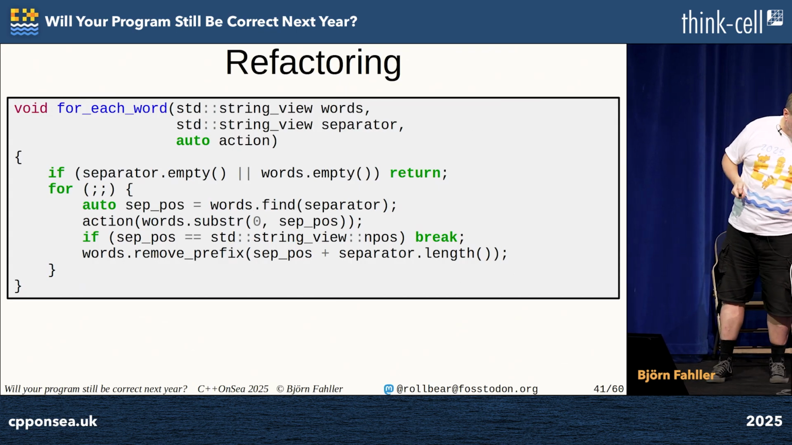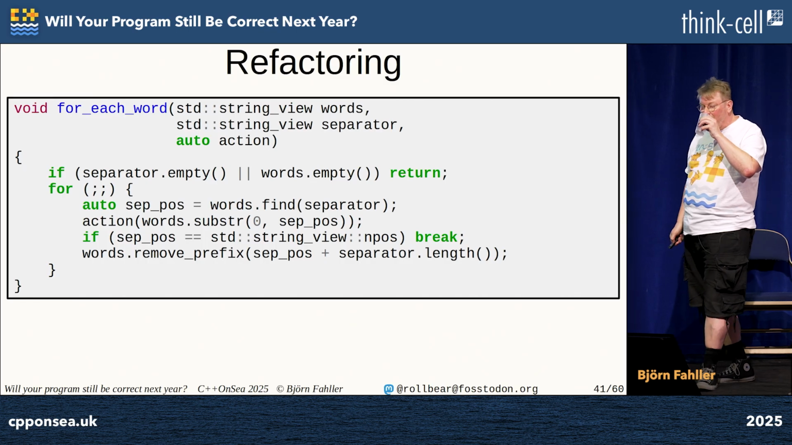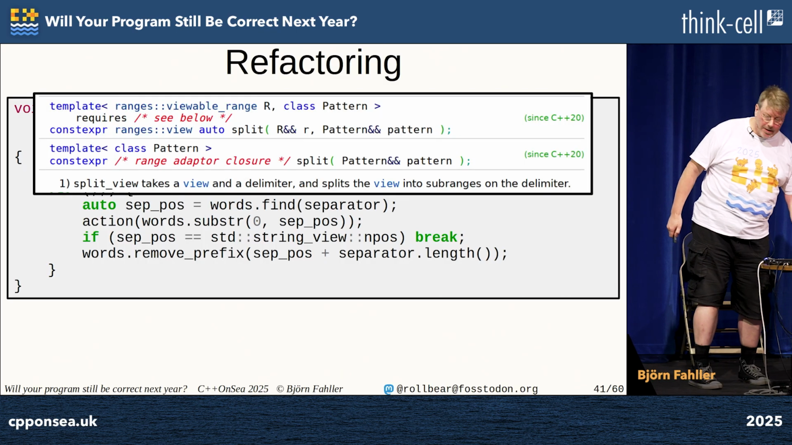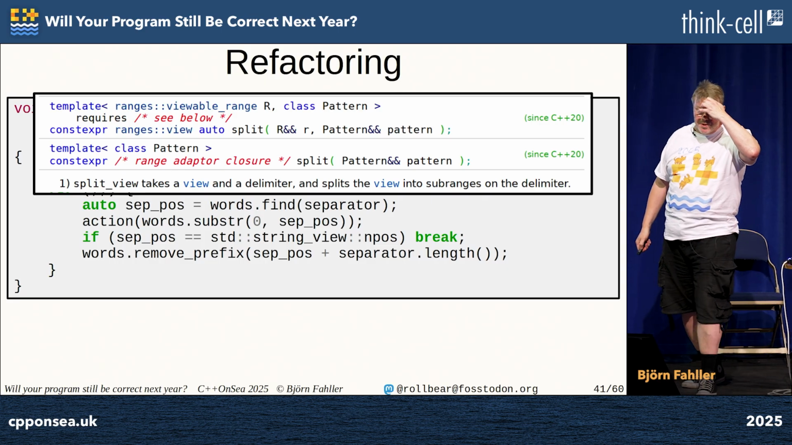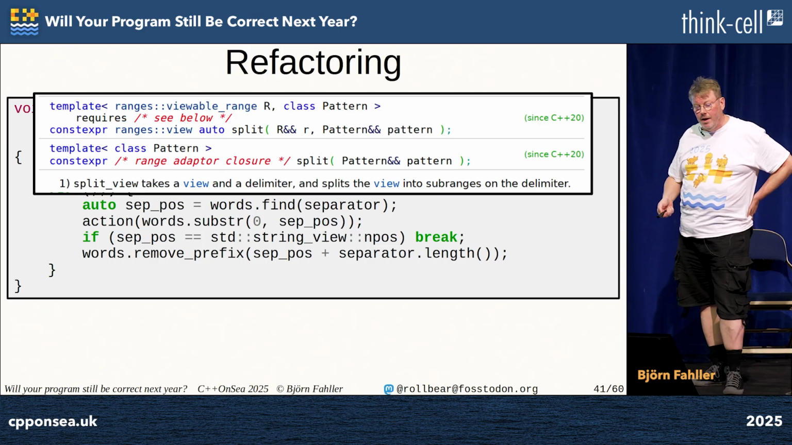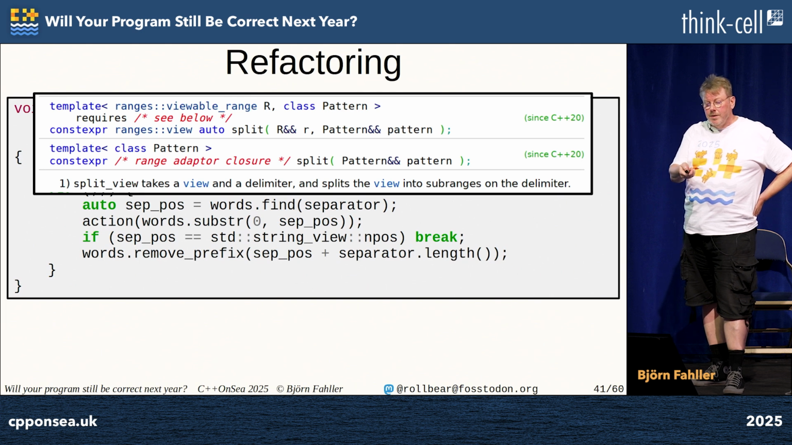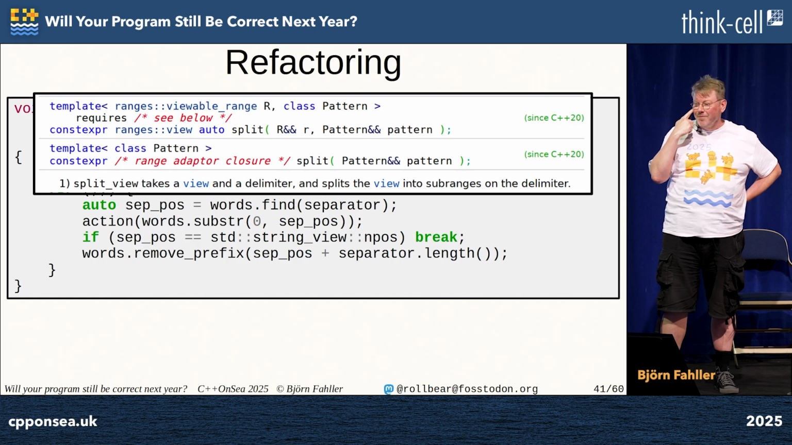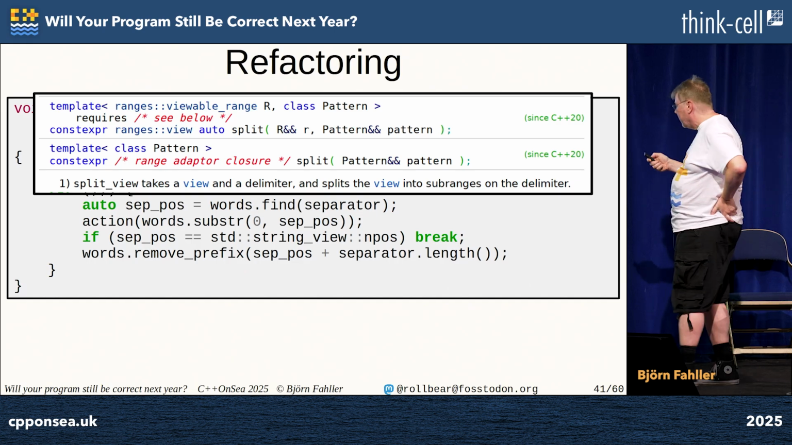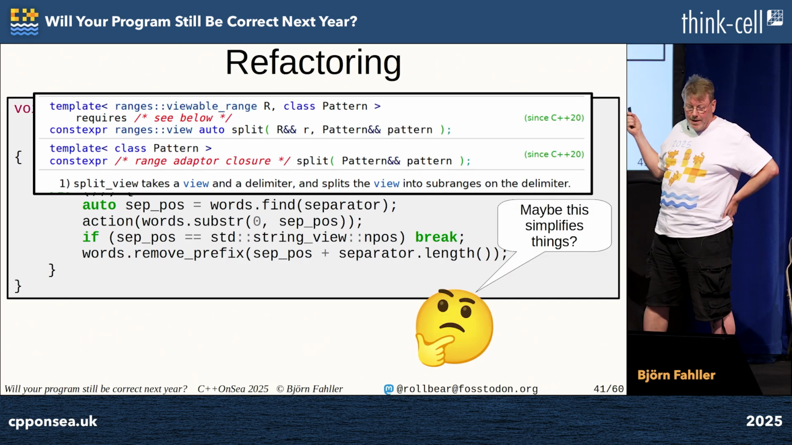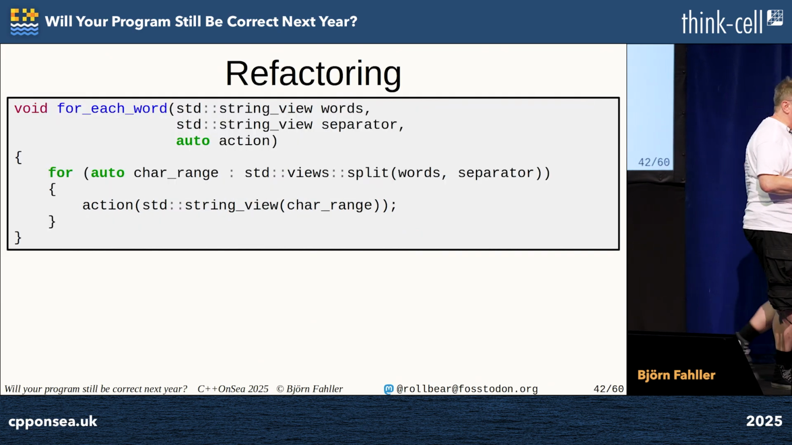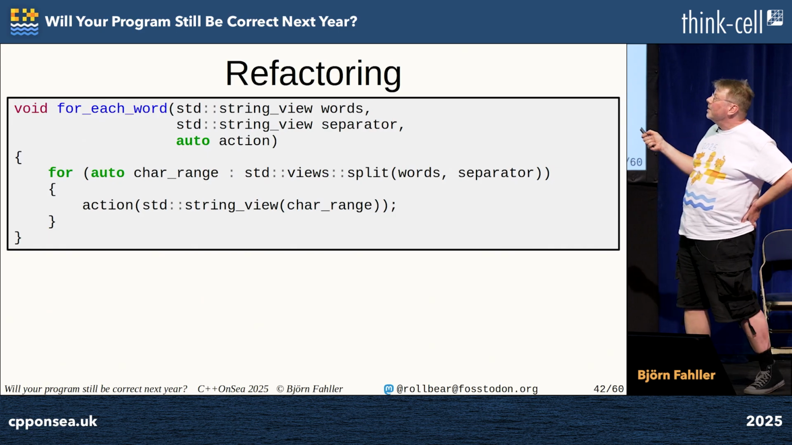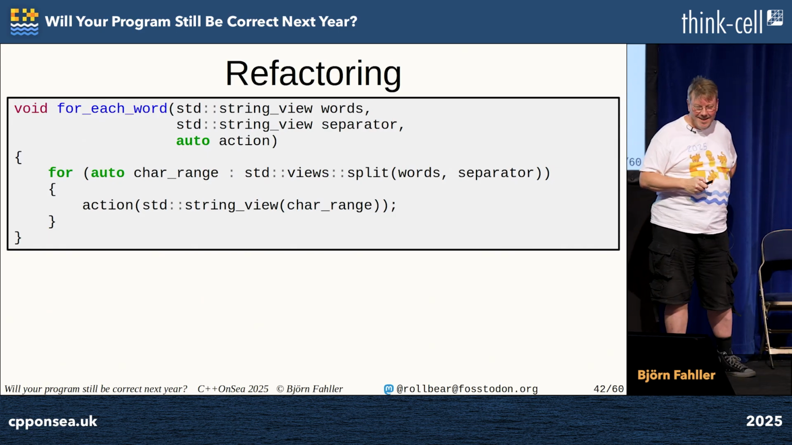Okay, so time passes. You browse through cppreference as one does, and you suddenly find split view. Split view takes a view and a delimiter and splits a view into subranges on the delimiter. That sounds suspiciously familiar. I wonder if we can do that. Maybe it would actually make things easier. Let's give it a go. That looks quite nice. I like that.